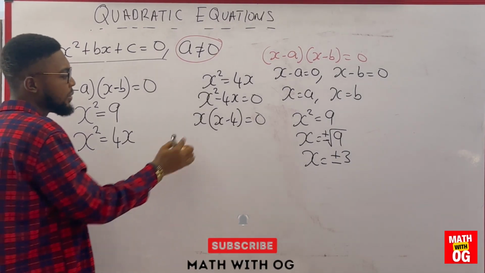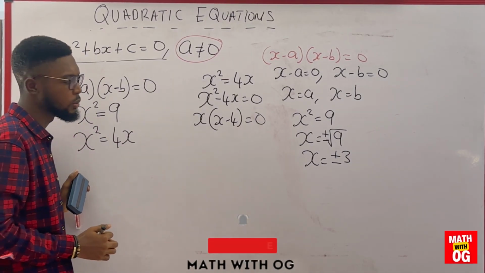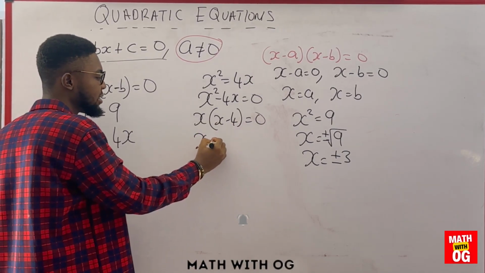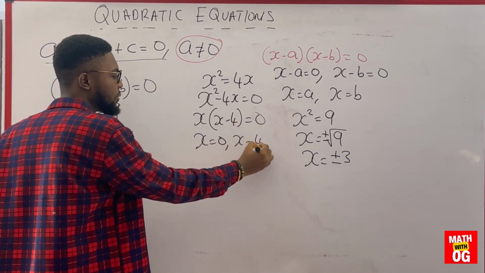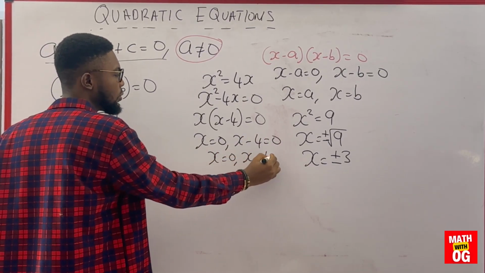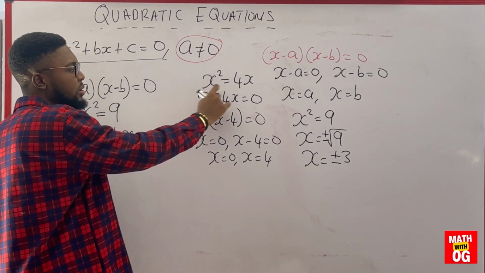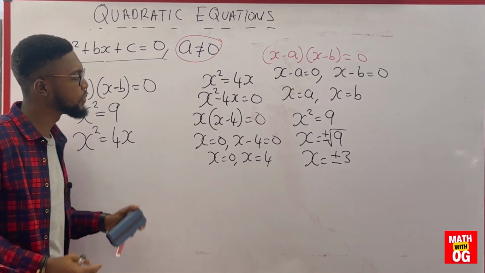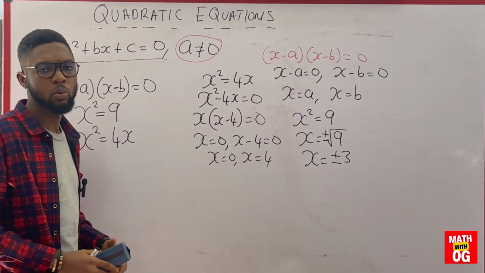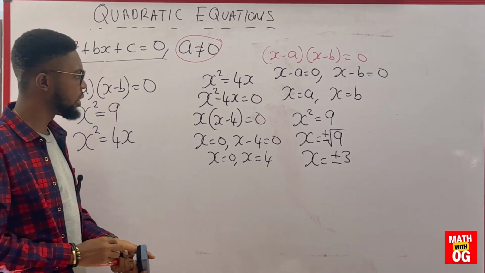So in this case now, I'm having the product of two numbers equal to 0. So x multiplied by x minus 4 is equal to 0. It is either x is equal to 0 or x minus 4 is equal to 0. So x is equal to 0 or x is equal to 4. So if x is 0, this will be 0 and this will be 0, which is very correct. If x is 4, 4 squared here is 16, 4 times 4 is 16, which is also very correct.